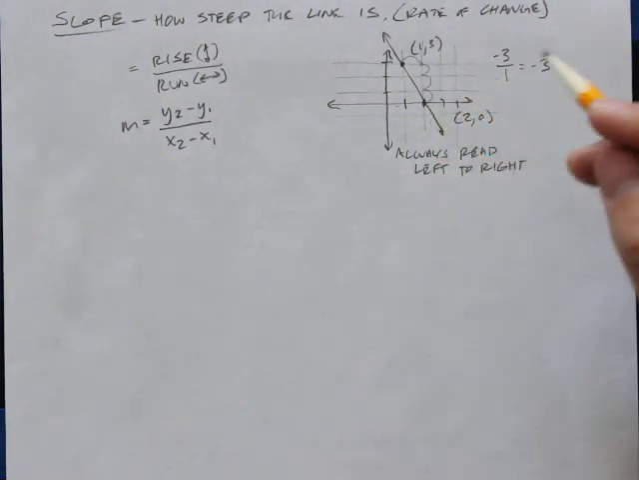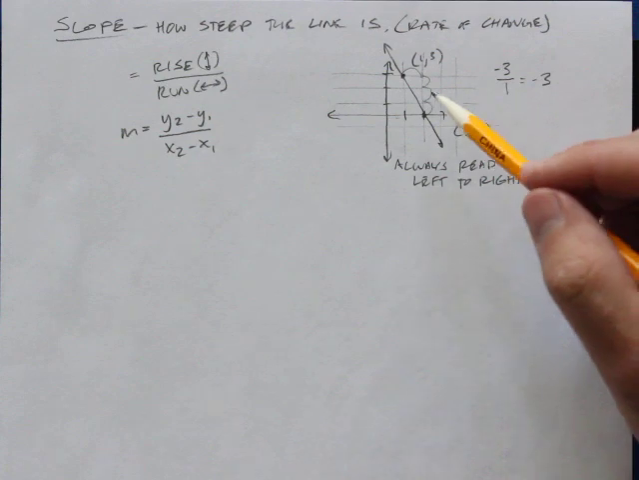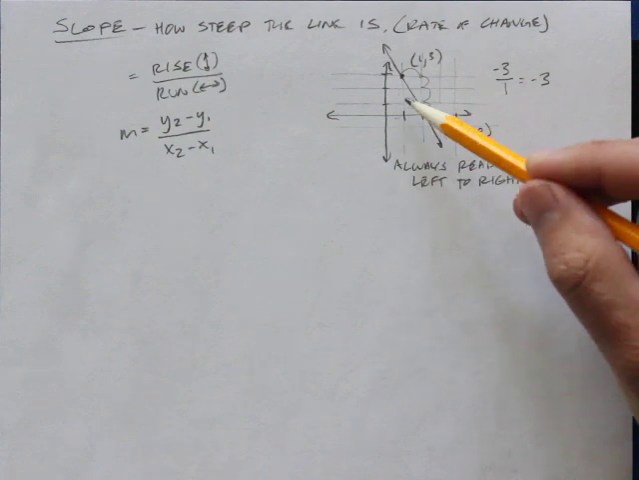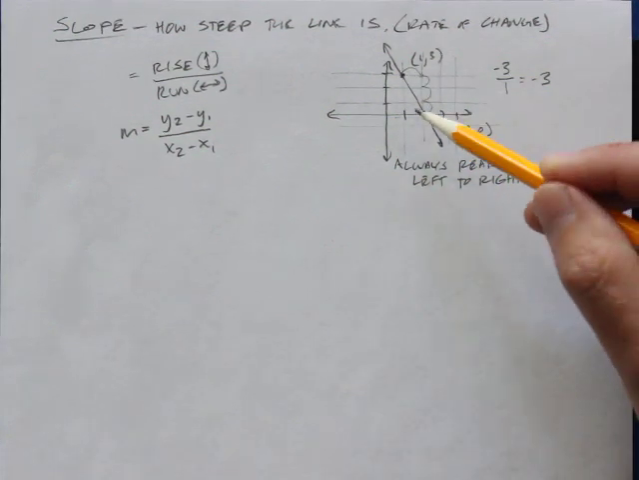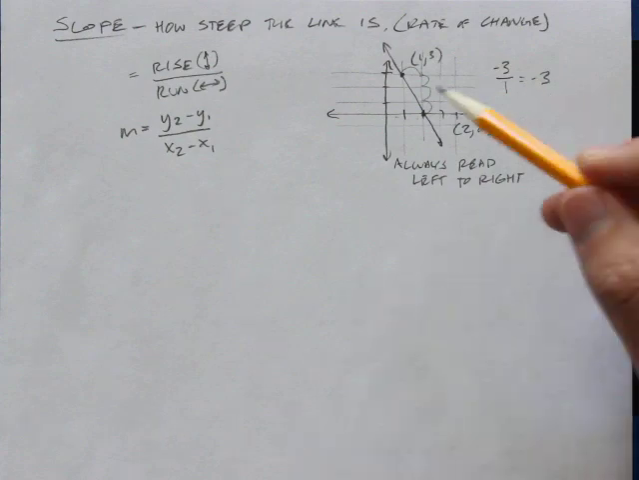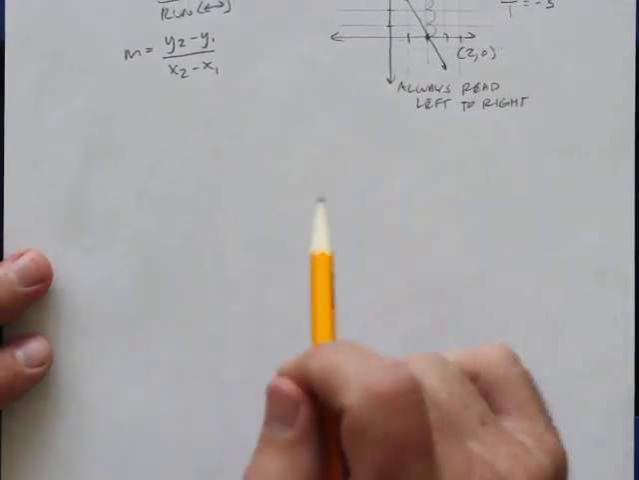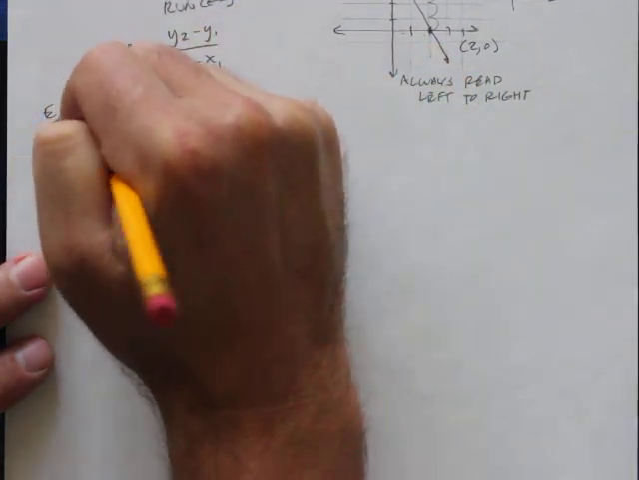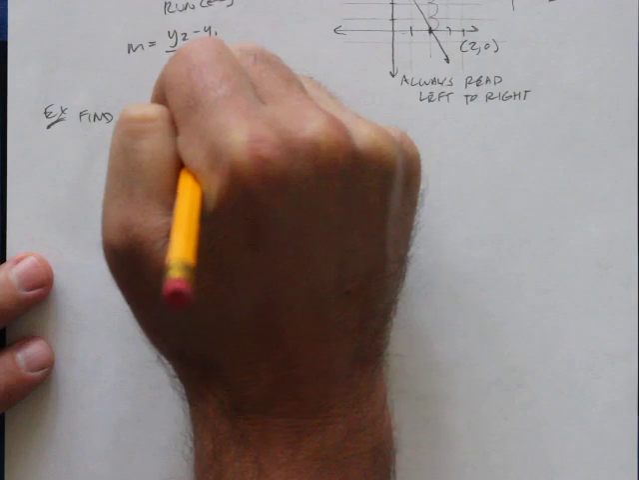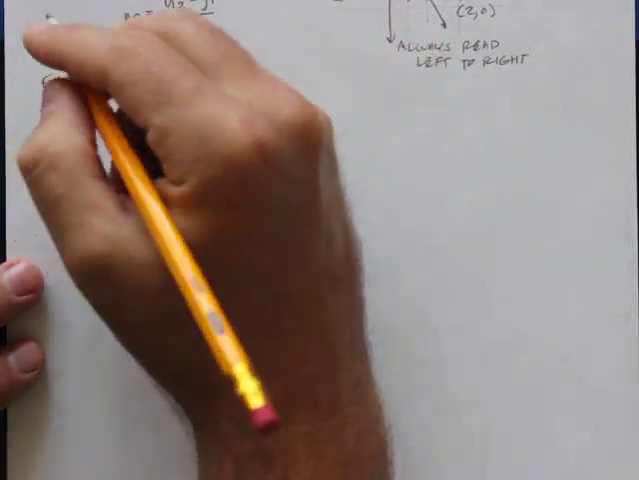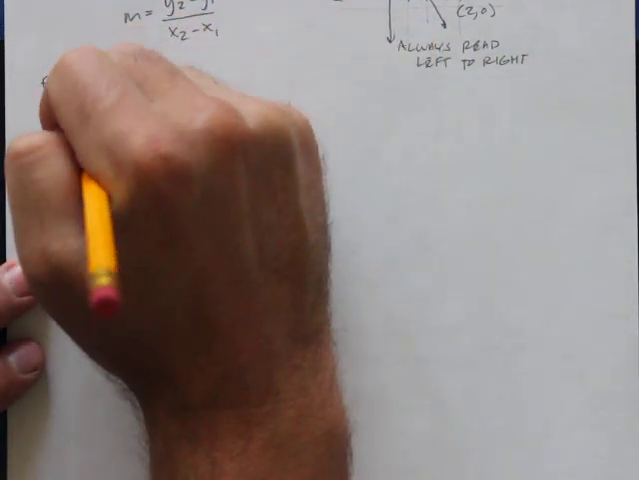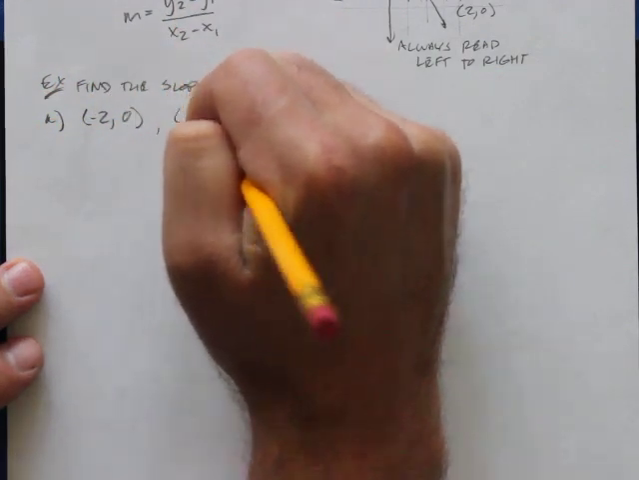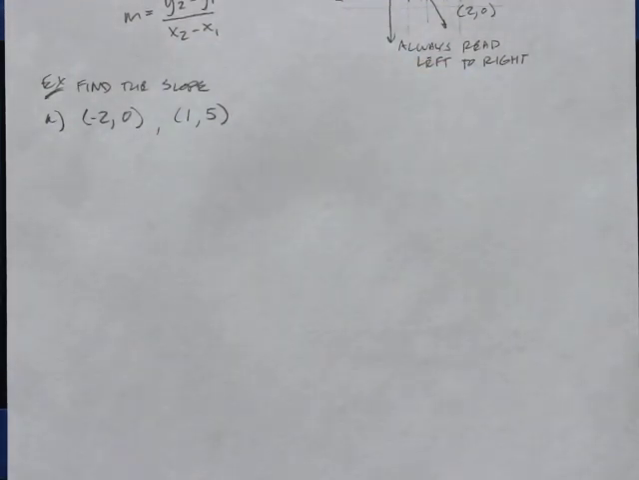So that's a kind of a trick that you can use if you have a graph that's very easy to read and very clearly you can see where the points are. That's not always the case. So more often than not, you might see something more like this. Find the slope. You might find something like this. -2, 0, and 1, 5. You're just given 2 points, and you're told, find the slope.